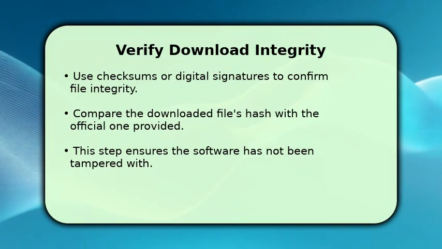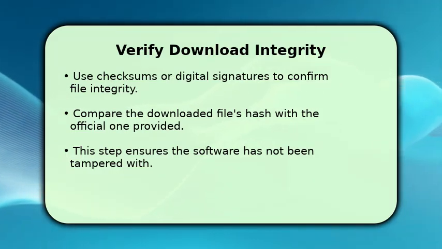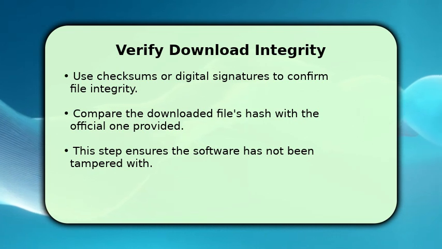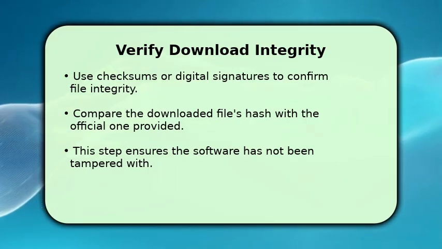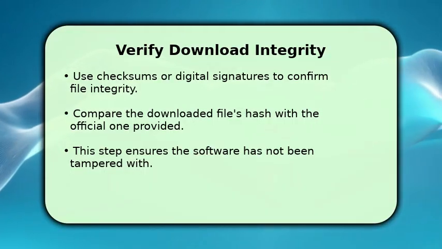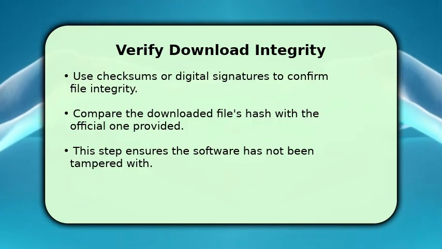Next, verify the integrity of your downloaded Exodus file using checksums or digital signatures. After downloading, locate the official checksum or hash value on the Exodus website. Then, use a verification tool on your computer to generate the hash of your downloaded file. Compare these two values. They must match exactly. This confirms the software has not been altered or corrupted during download, ensuring its authenticity.